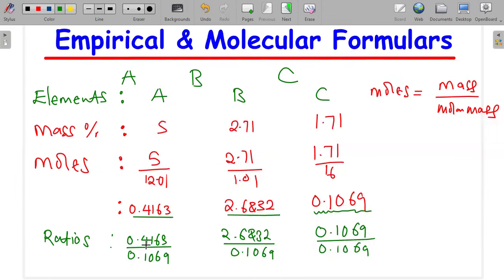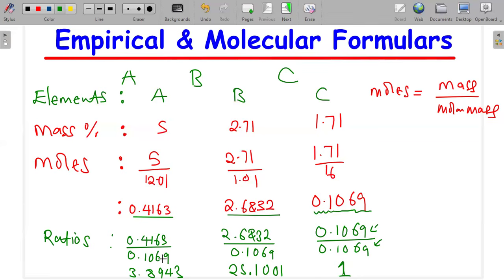Okay, so the first one I have 0.4163 divided by 0.1069. That one gives me 3.8943. What about this one? That one is 2.6832 divided by 0.1069. So when I divide this 0.1 into this, it gives me 25.1001. Okay, what about this one? This one is the same thing. We're dividing by the same thing, so the answer there is just 1.